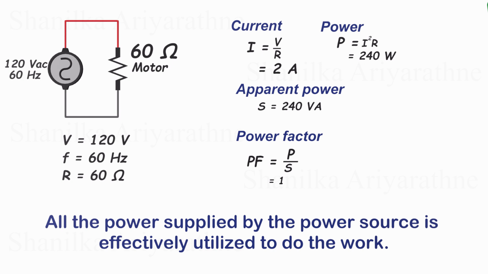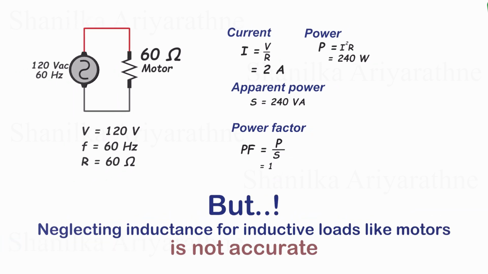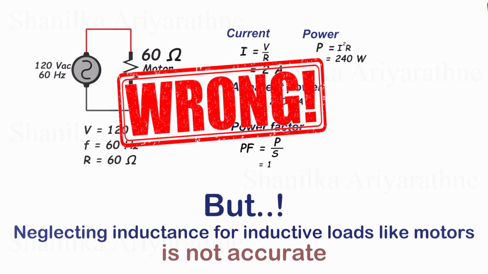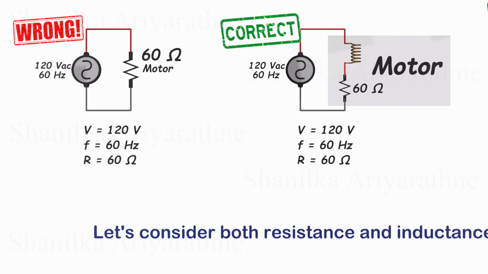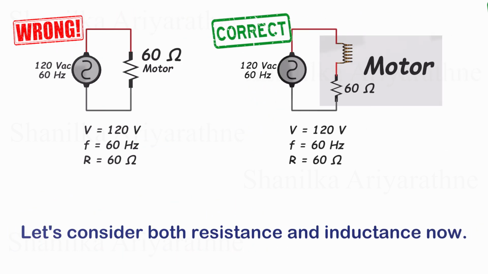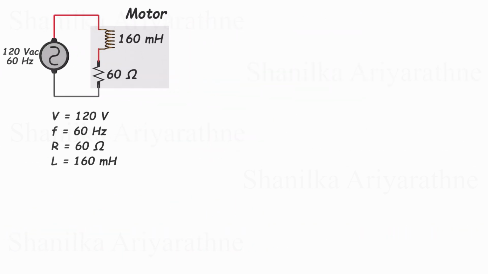Things may seem straightforward, but unfortunately, this method is incorrect. Indeed, neglecting inductance for inductive loads like motors is not accurate. Let's consider both resistance and inductance now. The inductance of this motor is 160 millihenry. Now, the calculations are more complex than before.